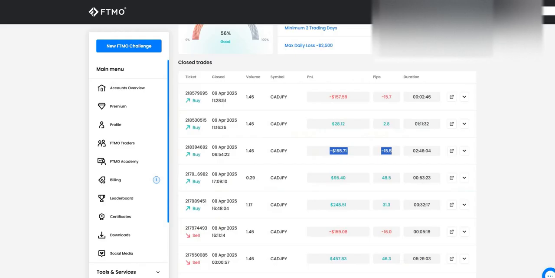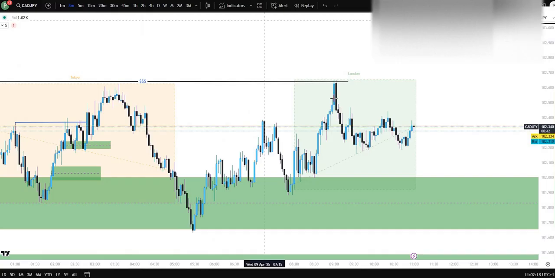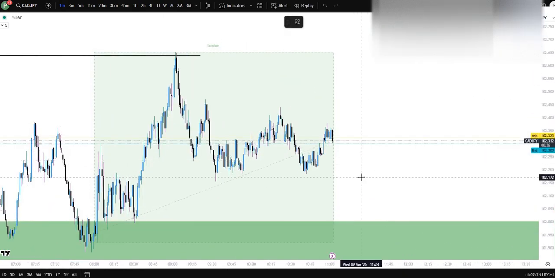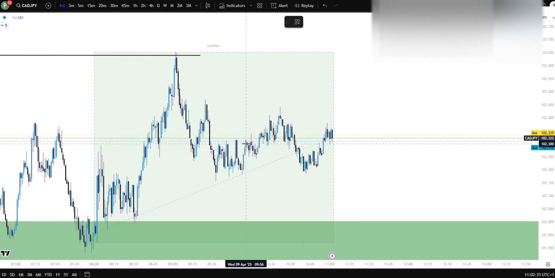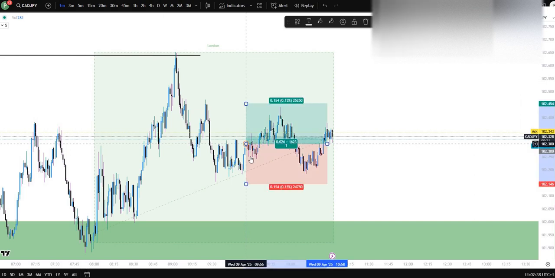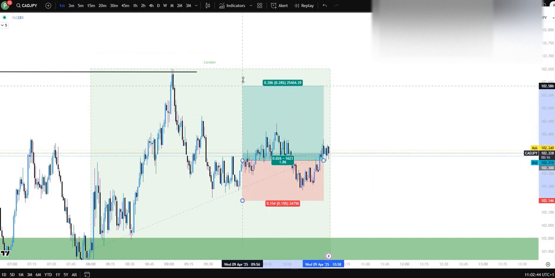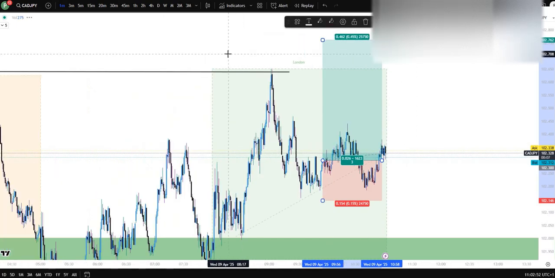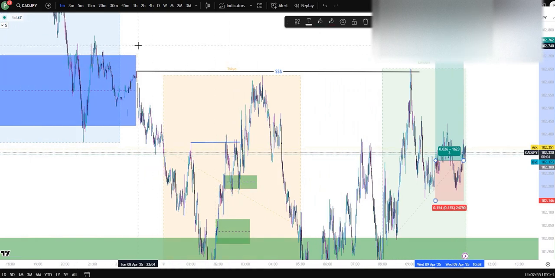So I entered. What did I enter? Entry was on the 1 minute time frame. Let me take a look where it was. I may have entered in a slightly different way. So entry is somewhere here. Stop loss, yeah, that's fine. Target will be these highs there.